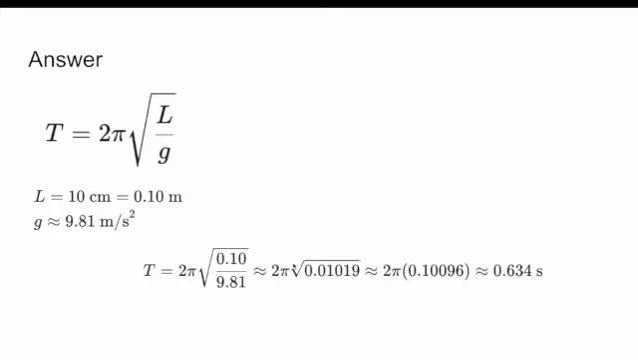which is the same as 2 pi times square root of 0.01019, which is the same as 2 pi times 0.10096. This is the square root of this number right here. And if you evaluate this, you get around 0.634 seconds.